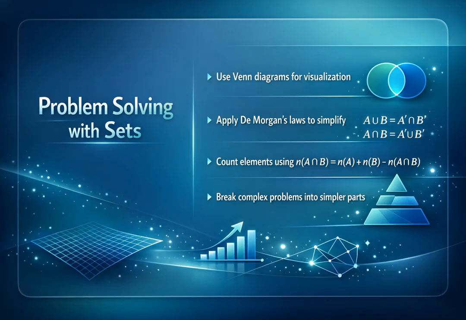When solving problems with sets, always start by drawing Venn diagrams to visualize the situation. Apply De Morgan's laws to simplify complex expressions. For counting elements, use the formula n of A union B equals n of A plus n of B minus n of A intersection B. Break complex problems into smaller, manageable parts.